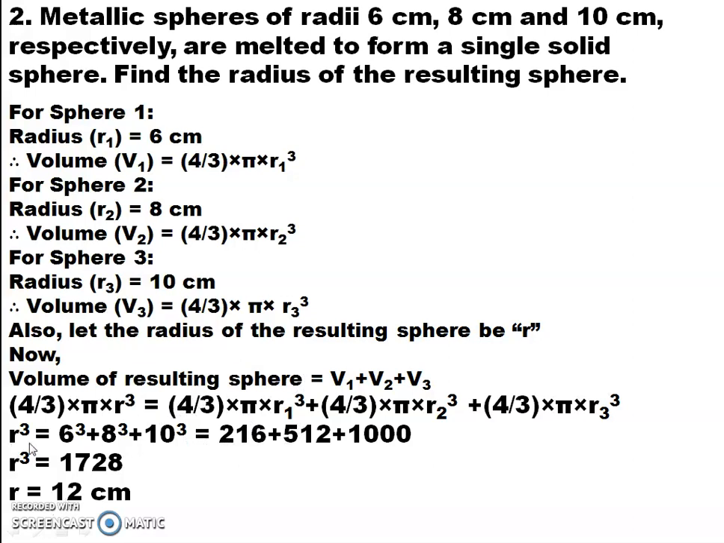So r cube is equal to 6 cube plus 8 cube plus 10 cube. 6 cube is 216, 8 cube is 512, 10 cube is 1000. So r cube is equal to 1728. So r is equal to 12 centimeter.